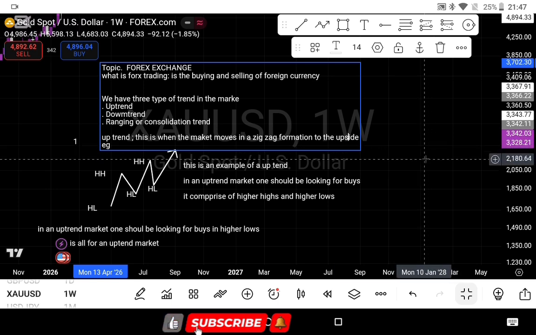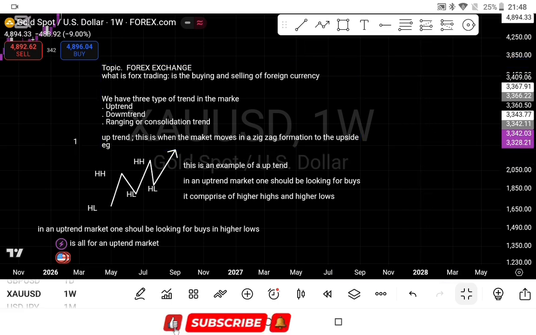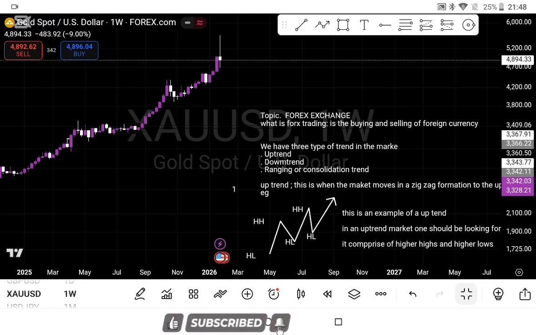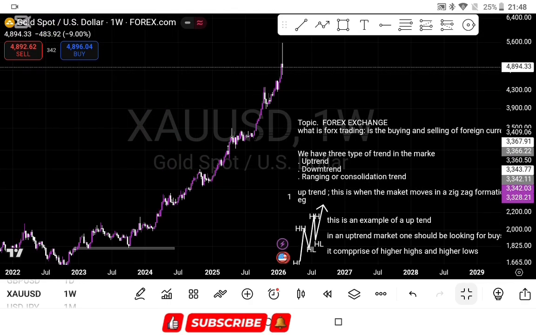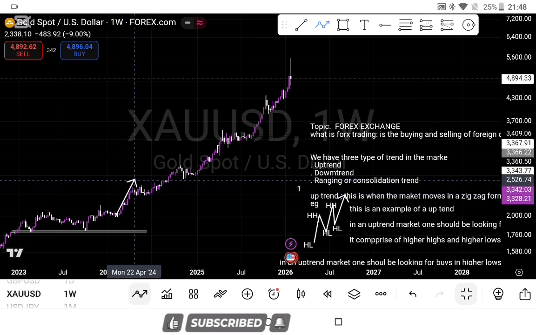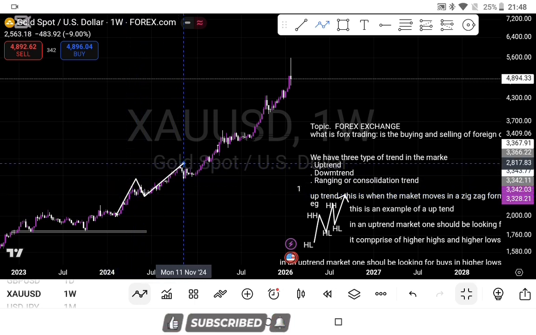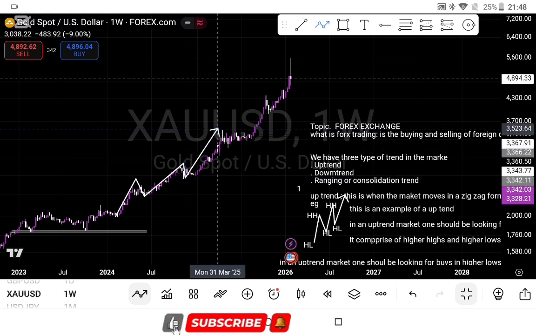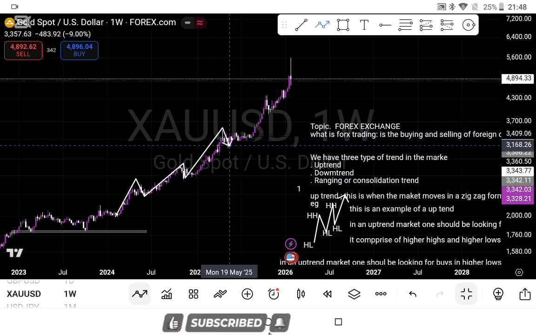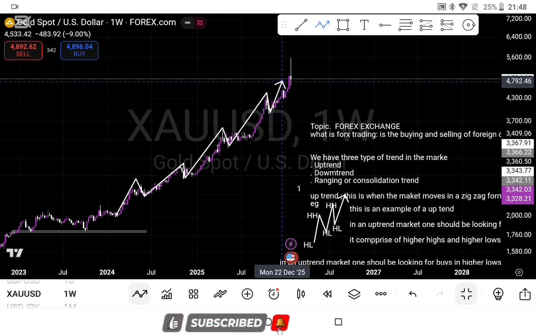Let me use a live chart to illustrate. As you can see, this is simply the meaning of an uptrend. As you guys can see here, we have a high that caused this pullback, then a high that gave this pullback, then a high, that gave this pullback, then a high.